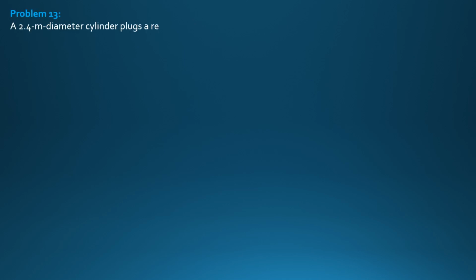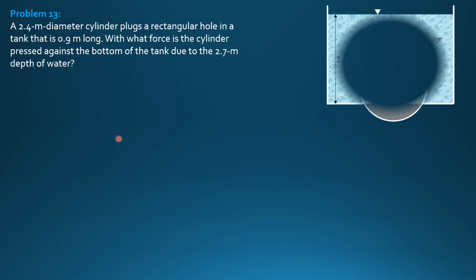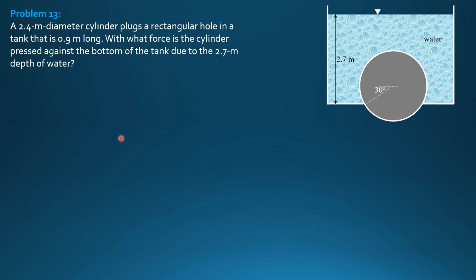A 2.4 meter diameter cylinder plugs a rectangular hole in a tank that is 0.9 meter long. With what force is the cylinder pressed against the bottom of the tank due to the 2.7 meter depth of water? So with the presence of 2.7 meter depth of water, this cylinder will be pressed downward, but we'll just compute the reaction, then we'll just reverse the direction later.